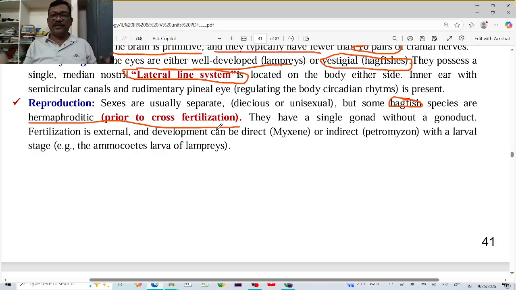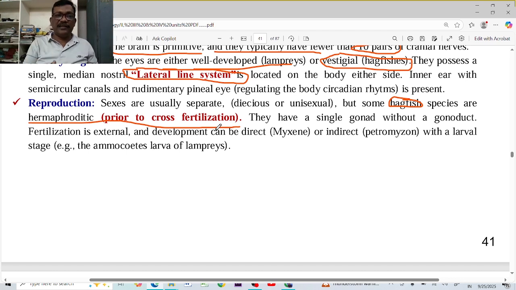If they followed self fertilization, there would be no evolution of vertebrates. Before the vertebrates, first the cyclostomes evolved on this earth. Due to the sexual reproduction, due to the cross fertilization, next the vertebrates evolved on this earth.